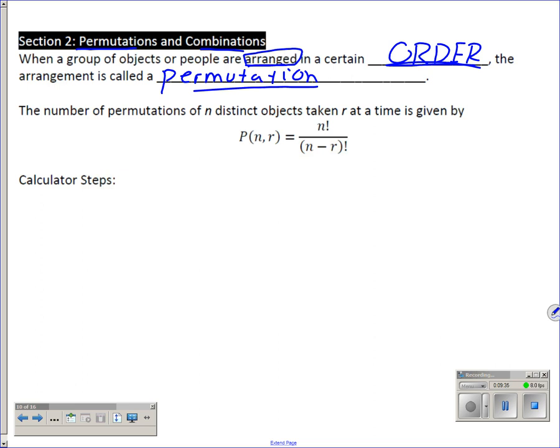When we're doing this, we're looking at distinct objects, and we're arranging R of them at a time. So N is equal to the total number of objects, and R is equivalent to the number we arrange.